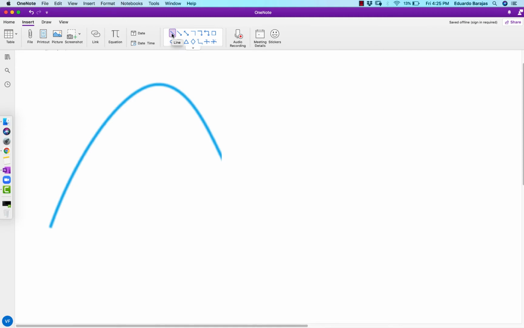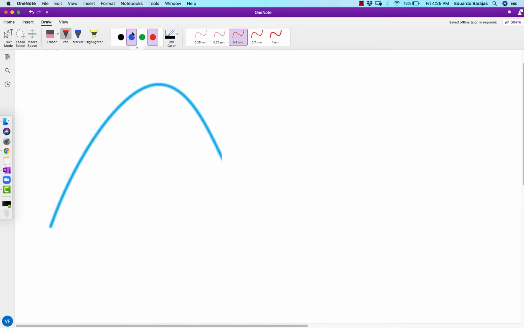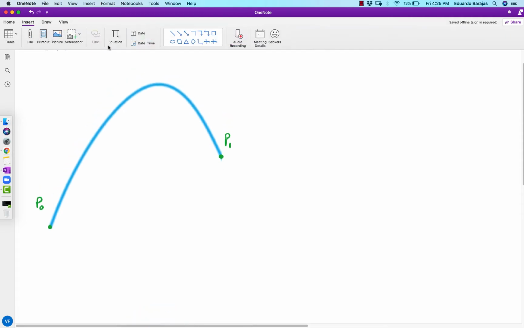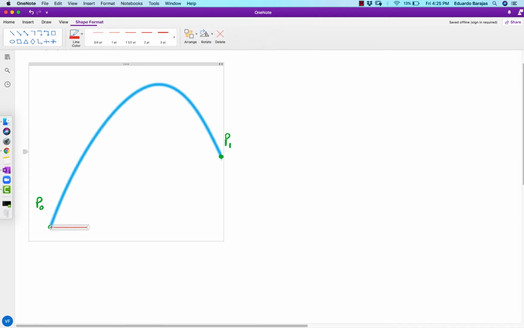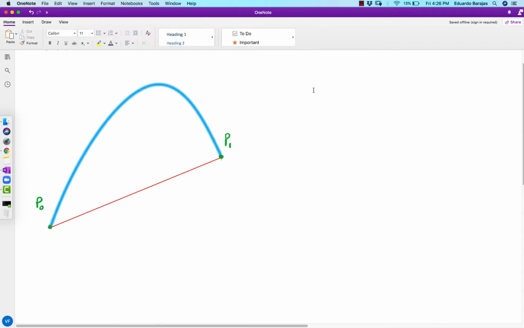So let's put some notation on here. Let's call this point, starting there, point naught, and we'll call this point over here point 1. I want to get the length of the blue curve from point naught all the way out to point 1. So my first guess is going to be to draw a line that starts from here and extends out to there. The length of that red line could be my first approximation.